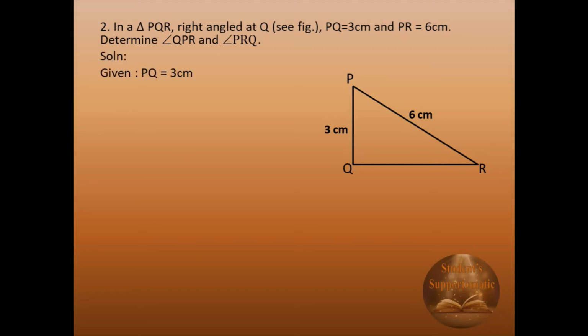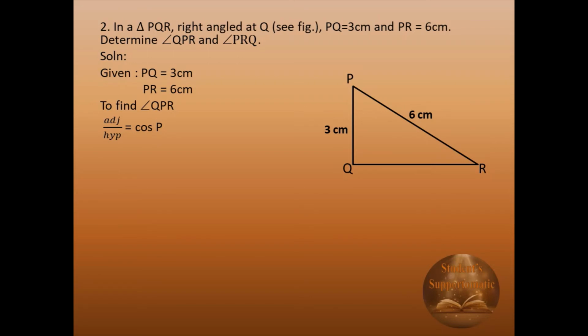So given is PQ is equal to 3 centimeter and PR is equal to 6 centimeter. So first we will find the angle QPR. When we consider the angle QPR, we know the values of two sides, that is PQ and PR. When you consider the angle P, PQ is the adjacent side and PR is the hypotenuse side. So adjacent and hypotenuse, this comes in cos theta. So here theta is what? P. So cos P, that is adjacent and hypotenuse.